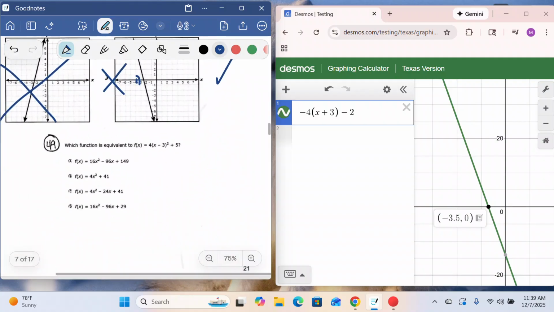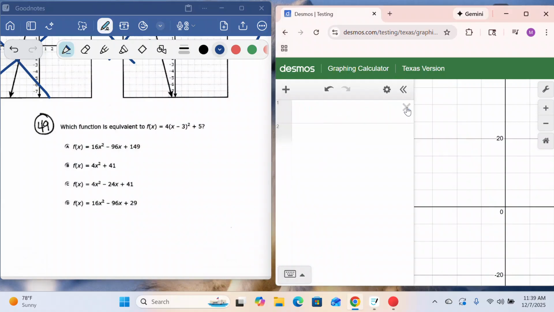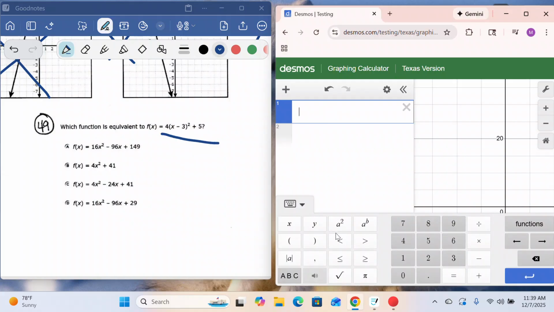If you look at number 49, which factors are equivalent? So that means that they are equal. So what I'm going to do is I'm going to input this into Desmos and let Desmos do the work for us. And then I'm going to input every single one of these. Don't worry about these f of x's, and whichever one has a matching graph is your correct answer. So let me go ahead and input these into Desmos.